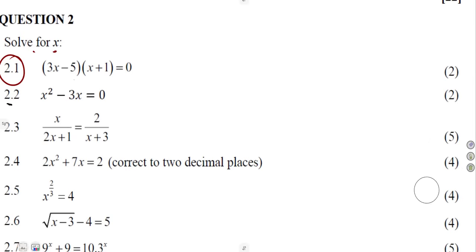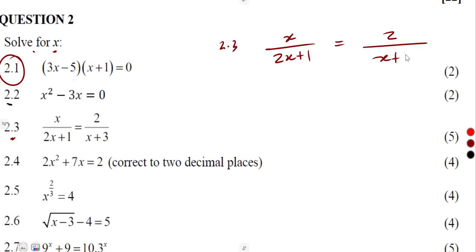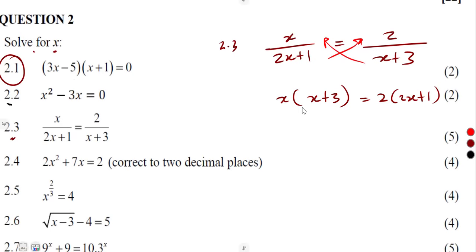All right, 2.3. Again, we are solving for x here on 2.3, where we are given x over 2x plus 1 is equal to 2 over x plus 3. All right, can we just cross multiply and see what you're going to have at the end? That's x is going to multiply x plus 3, and 2 is going to multiply 2x plus 1. So that's distribute x times x, x squared, x times 3, 3x is equal to 2 times 2, that's 4x, 2 times 1, which is 2.